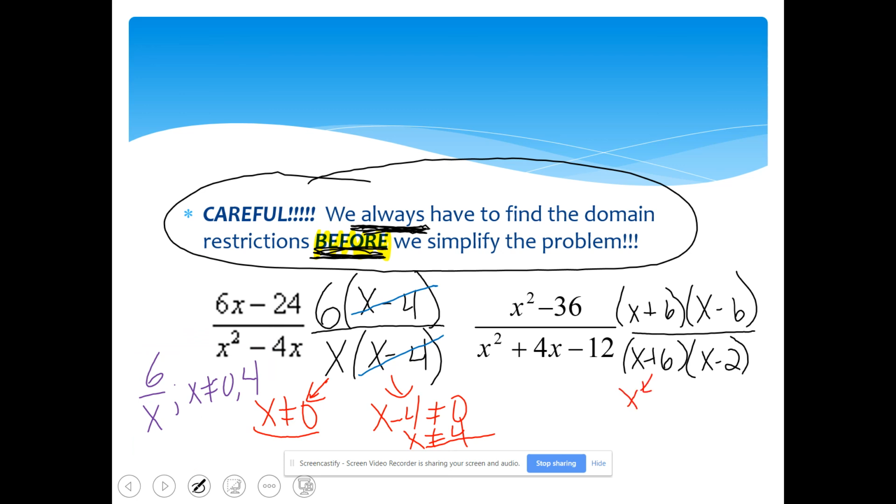Again, every single x has to be solved for your restriction in the denominator only. So this x can't be negative 6, and this one is positive 2. So our restrictions, or our asymptotes, are at negative 6 and positive 2. Now I can reduce. The x plus 6's can simplify out, and so we're left with x minus 6 over x minus 2 with restrictions at negative 6 and positive 2. This is where we're going to stop for now.